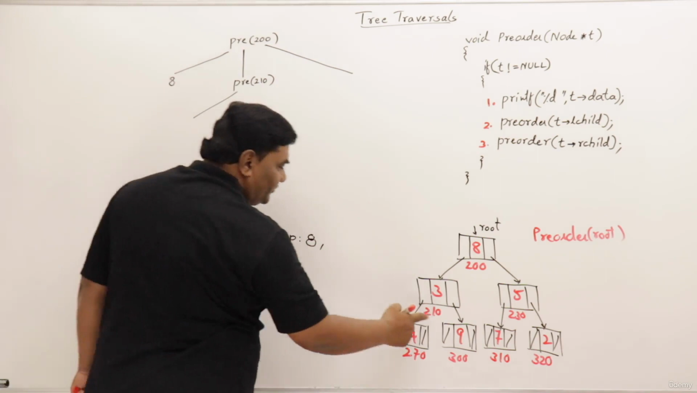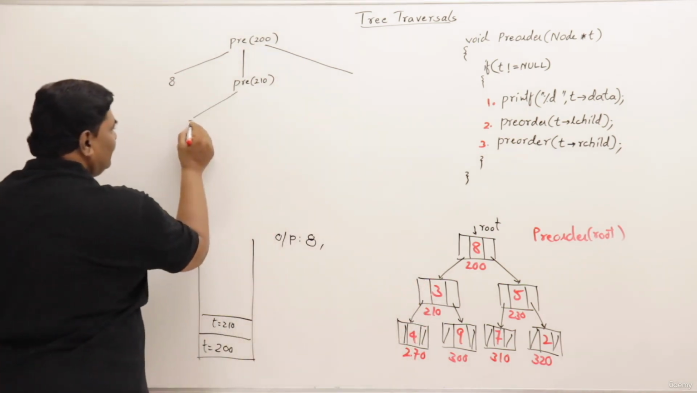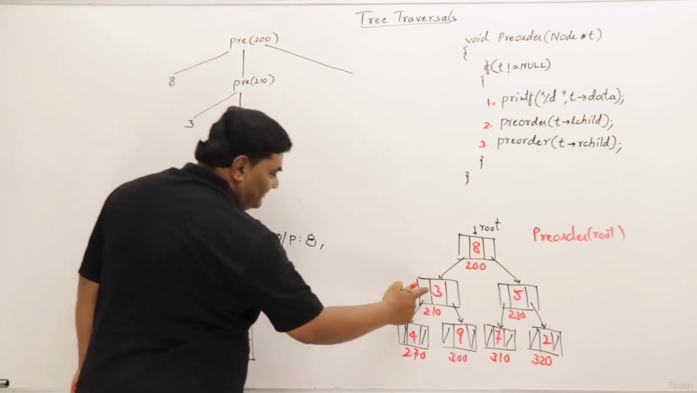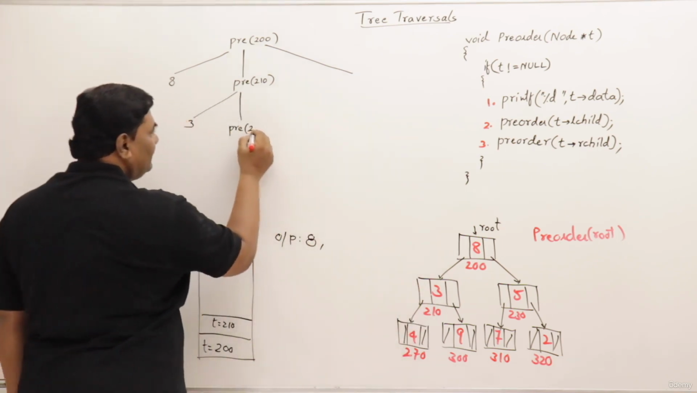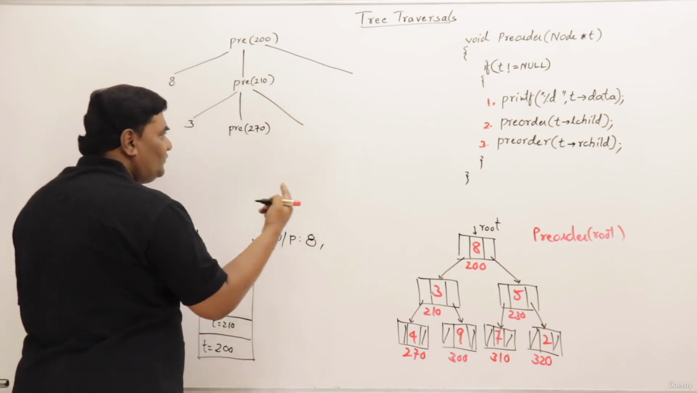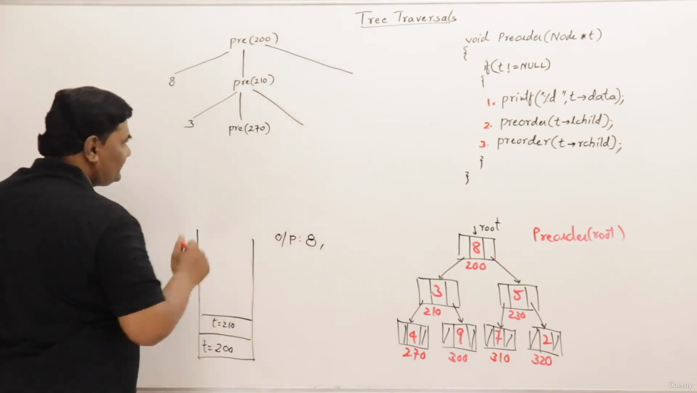Print data. So, 210, value is 3. Then call itself again upon left child. That is 270. Call itself third step upon right child. We will do it afterwards. First of all, this has to finish.